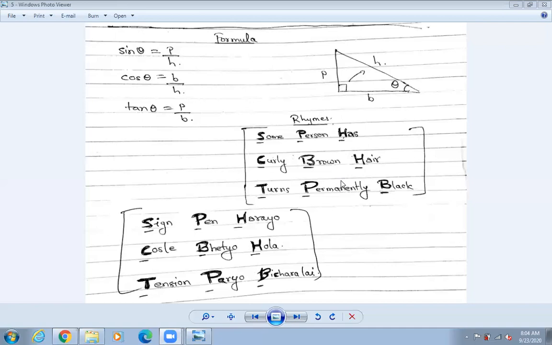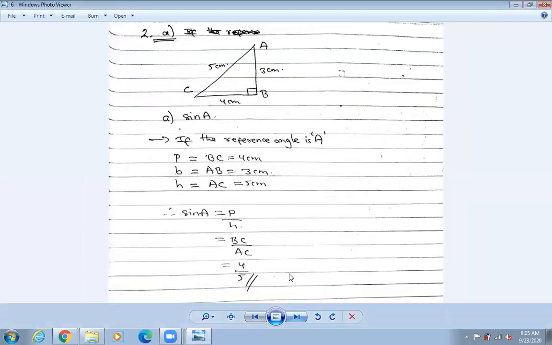Suppose you are asked for tan: tension paryo bicharalai means P by B. Otherwise, turns permanently black means tan is P by B. If asked the formula of cos, cos means curly brown hair: curly means cos, brown means B, hair means H, so B by H. In that way we can memorize them. Let me go to the next slide; I hope you have understood.